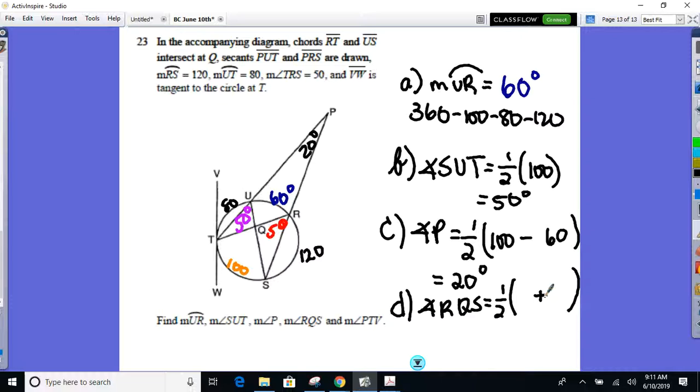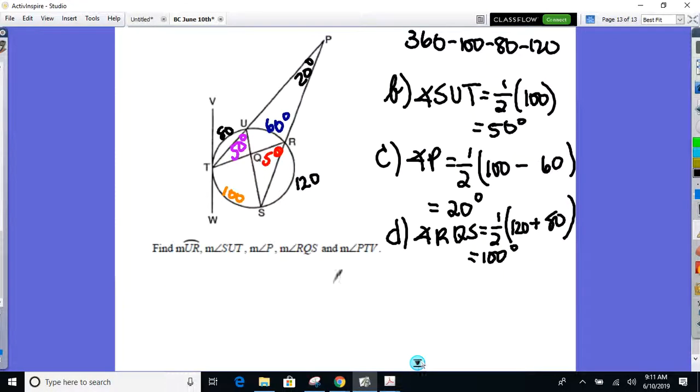Okay, here we go. Which two arcs? RQS belongs to which arc? 120 plus its vertical angle's arc, which is 80. So this will be 100 degrees. And then there's one more, which is usually the toughest, which is angle PTV.